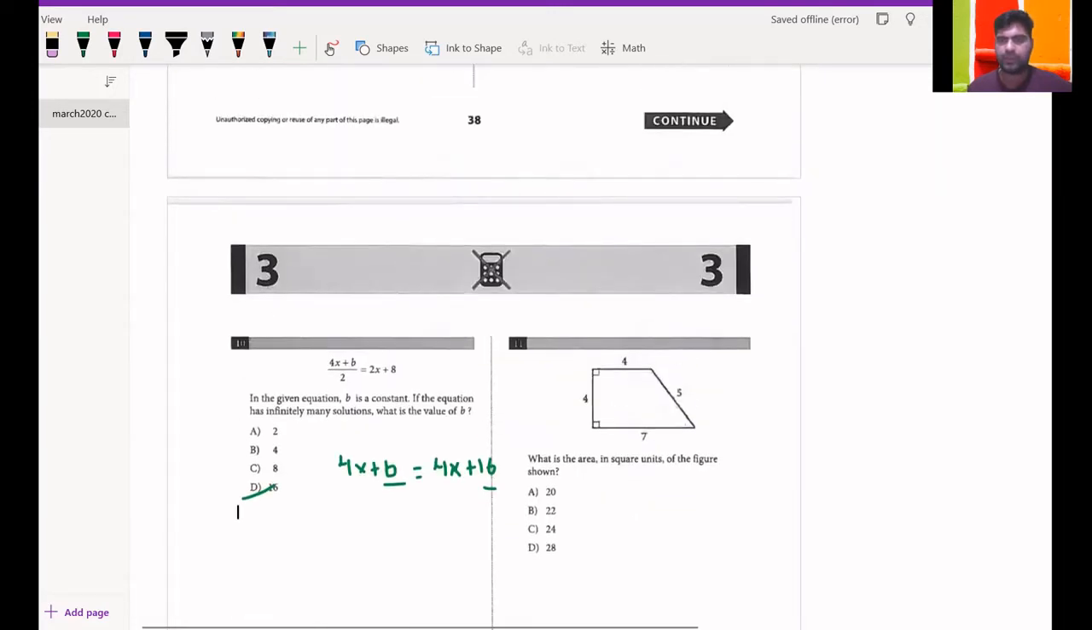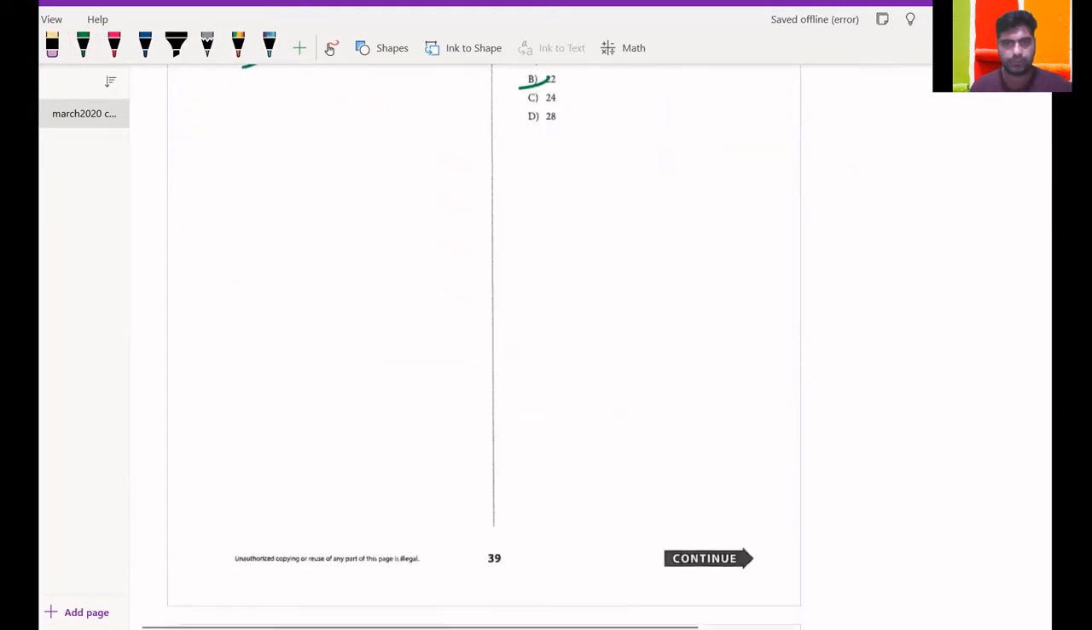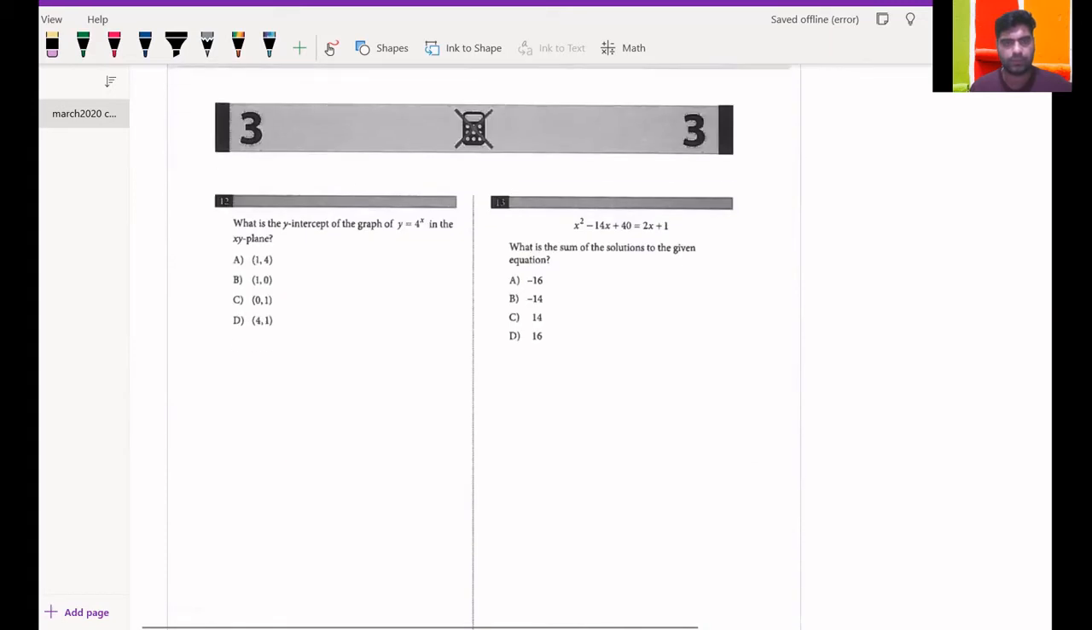What is the area of this particular thing? This looks to me like a trapezoid. So I'll take the average of 4 and 7, which is (4 plus 7) divided by 2, and multiply it with the height, which is 4. So 4 divided by 2 is 2, and 11 times 2 is 22. Perfect.